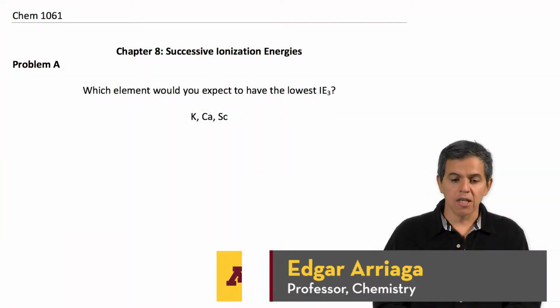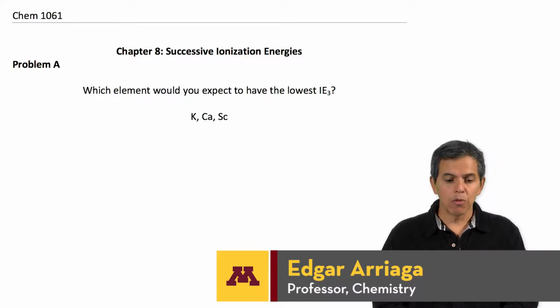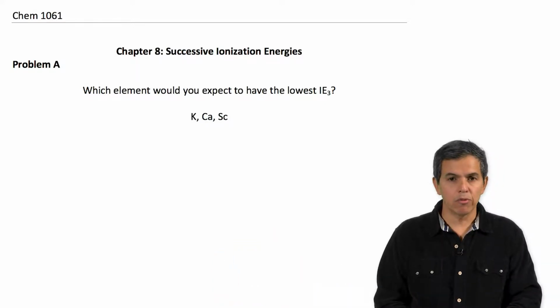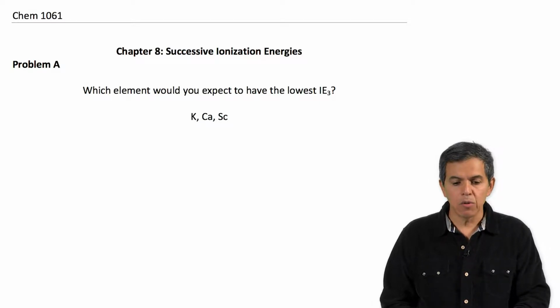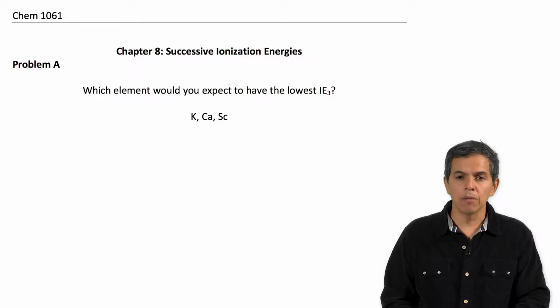This is a problem on successive ionization energies. It will explore your knowledge on how to use this concept when you're solving chemical problems. The problem is, which element would you expect to have the lowest third ionization energy, i.e. IE3?